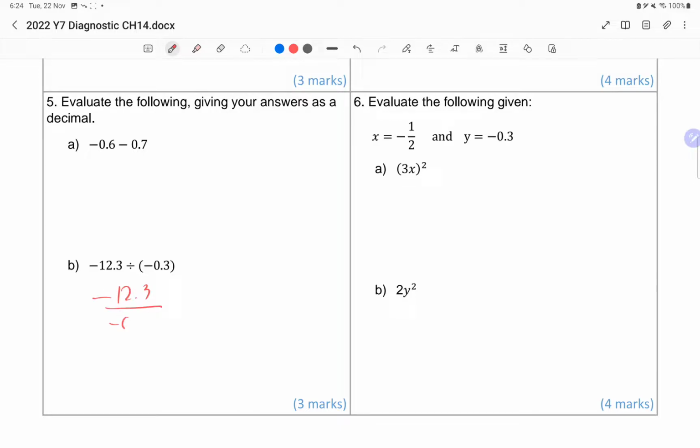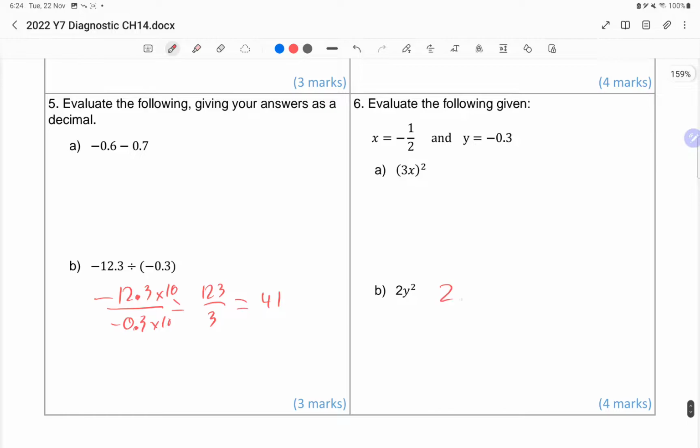So write it as a fraction. Two negatives cancel each other out, and then I want to times this by 10 to get rid of the decimal. So that would be 123 on 3. And then you want a decimal. Well, this one is easy. It's just 41. Yeah, that's it. Now, question 6 is a little bit tricky.